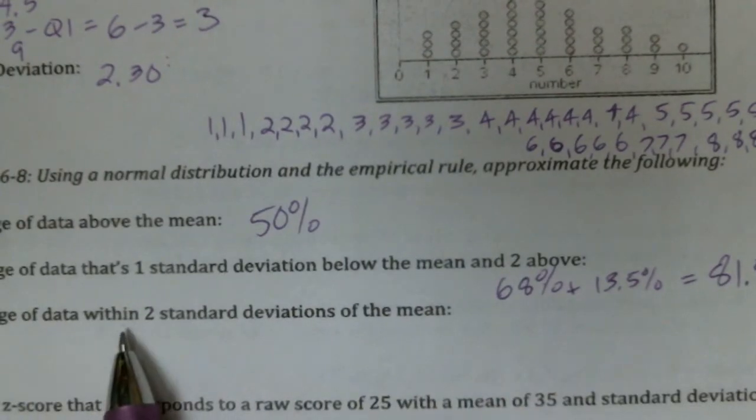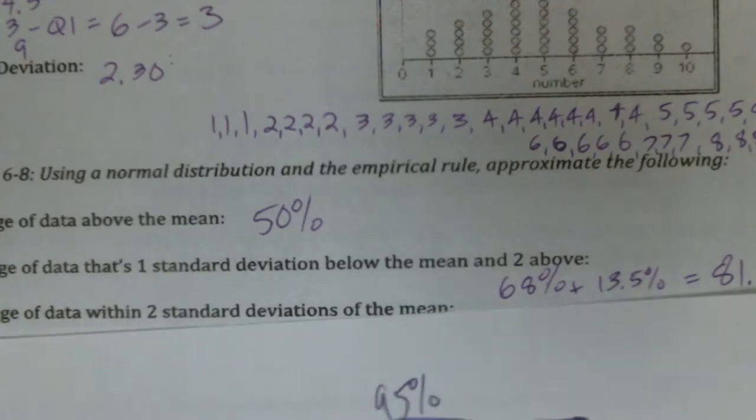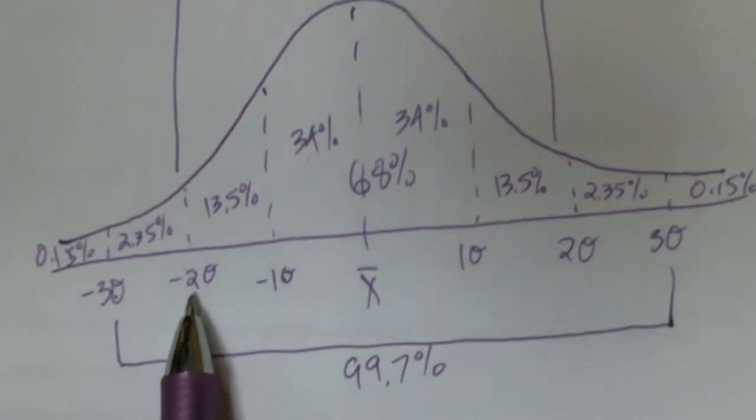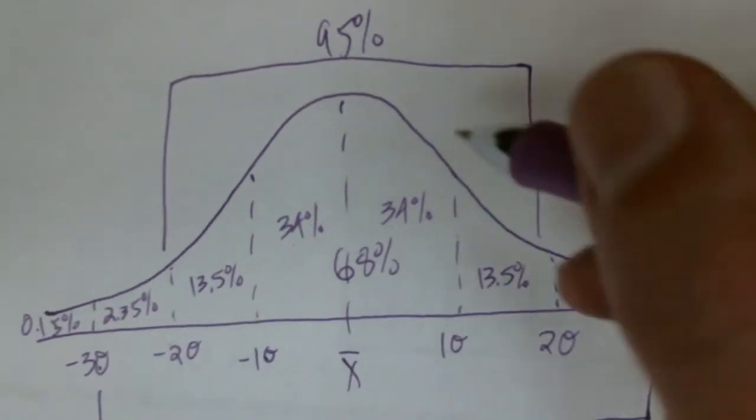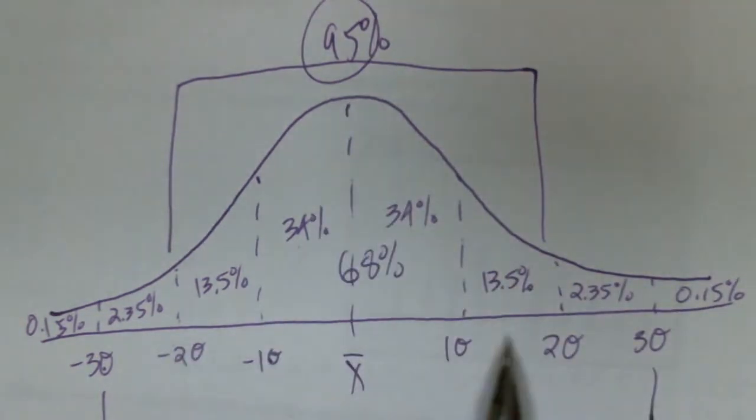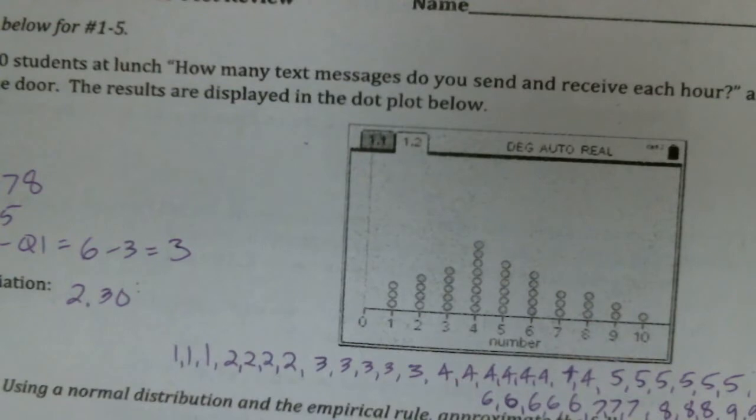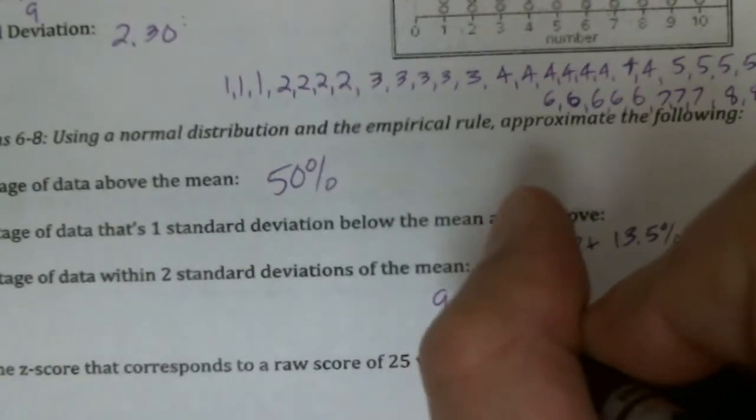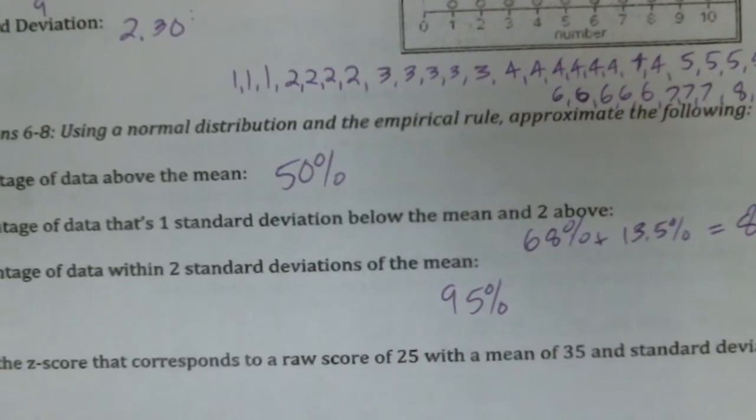All right, what percentage of the data is within 2 standard deviations of the mean? So I'm -2 on the low side and 2 on the high side. Well, that's just this guy right here. 95% of the data is within 2 standard deviations on either side of the mean, the average. So that is 95%.